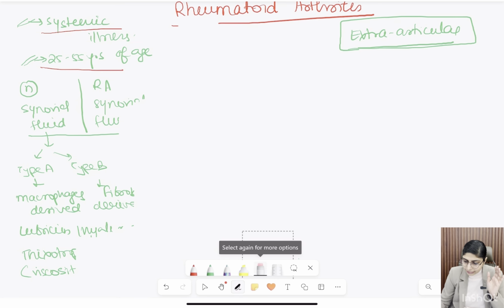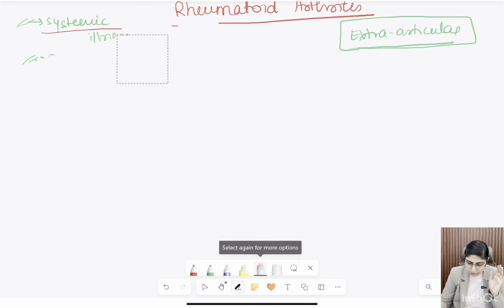Okay, and now we'll talk about the clinical features of rheumatoid arthritis, then we'll talk about the treatment of rheumatoid arthritis.